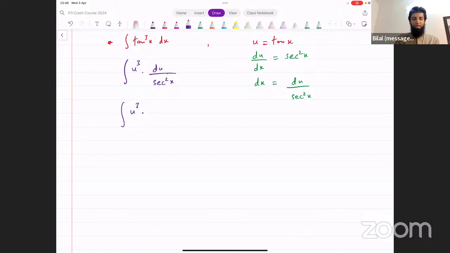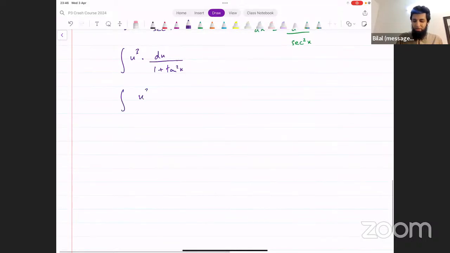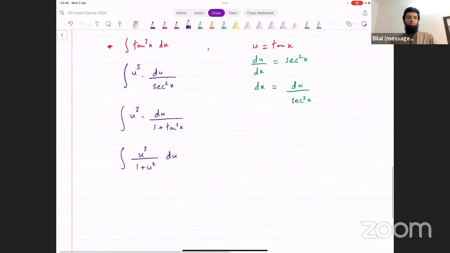You could connect secant square and tan square directly. Remember that identity? We used that earlier today as well. 1 plus tan square x is secant square x. So in the denominator, we could write this as 1 plus tan square x. All right. And now we could convert this tan to u. So what do you end up with? You end up with an integral like this, u cubed divided by 1 plus u squared with respect to u. So now everything is converted to u. The substitution process is done.